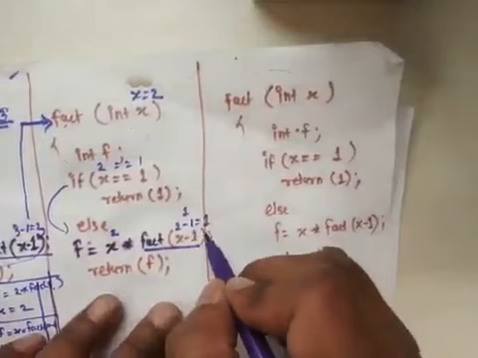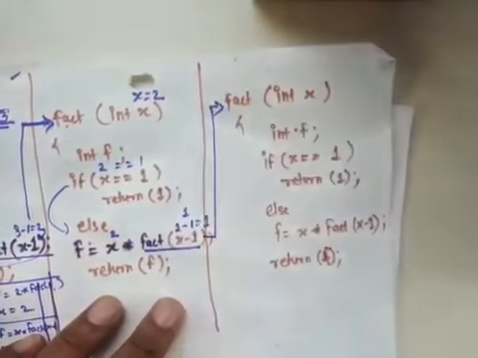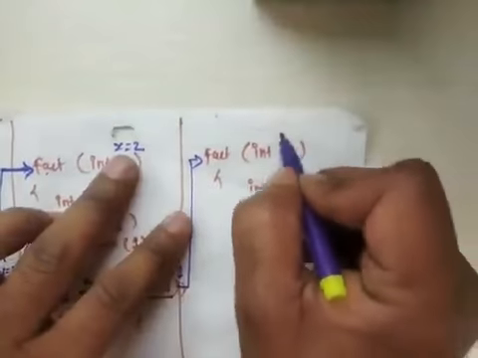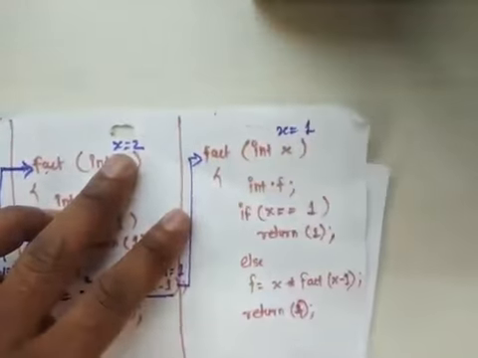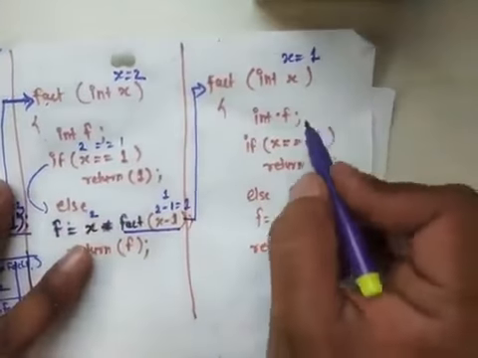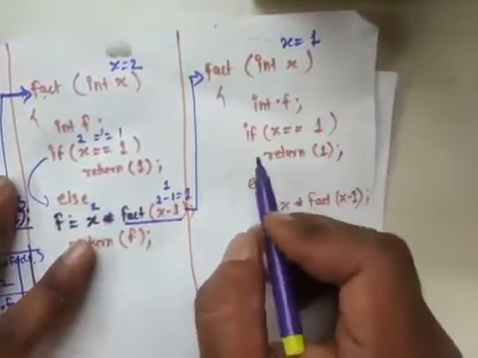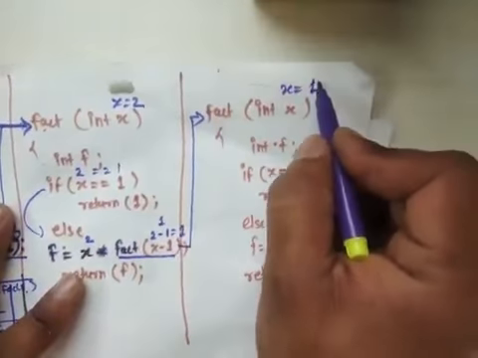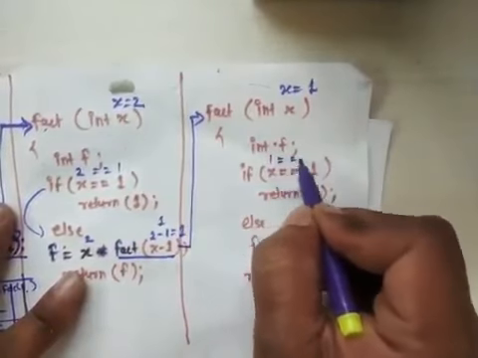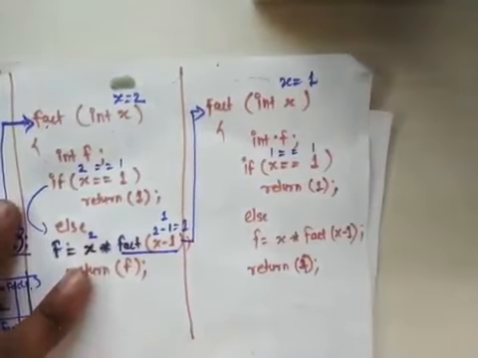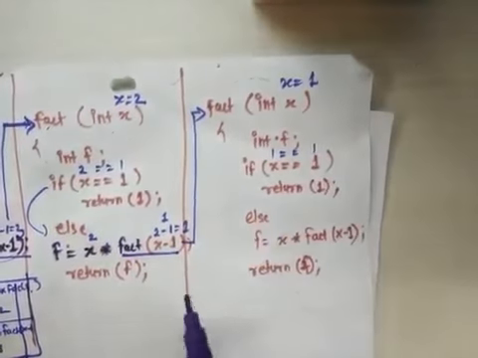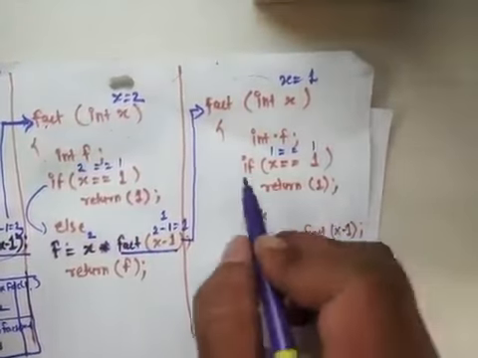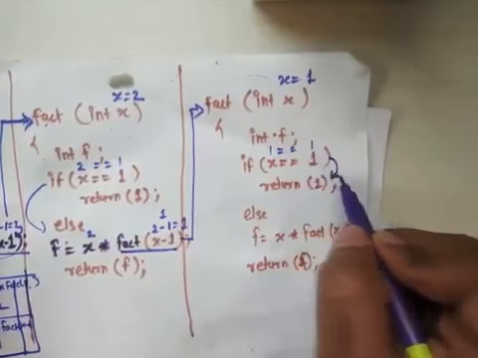Now control jumps from here to a new copy of the factorial function. Now what is the x value here? 2 minus 1, that is 1. So x is equal to 1. Now f is declared again, not initialized. If x is equal to 1, what is the x value now? The x value is 1. So 1 is equal to 1, condition satisfied. So your control jumps to the if part.